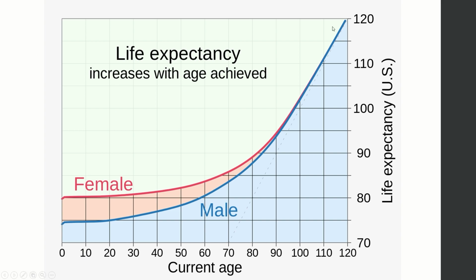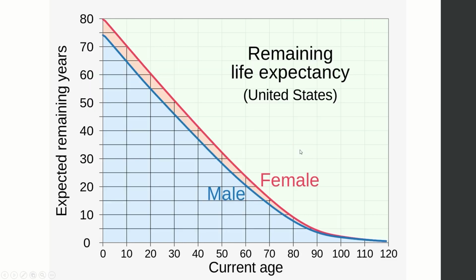Graphically, this is what it looks like. Okay, life expectancy increases with age achieved. So here's males and females. Somebody who's 80 years old is likely to have a life expectancy of about 90. So another way of looking at the same data is remaining life, how much life you have left. Again, the older you get, the more that increases.